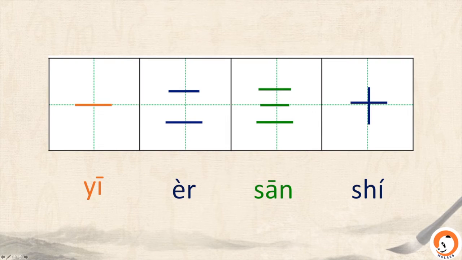When we start to learn writing Chinese characters, we use these worksheets to practice and to write beautifully. 一二三十. Now is magic time. If you know these four characters, you will be able to read and write a lot more numbers.